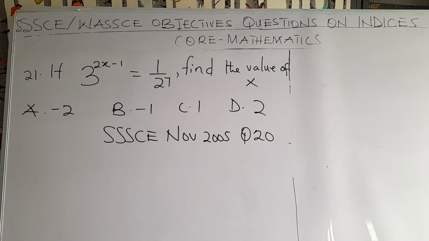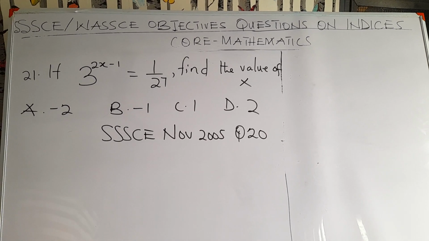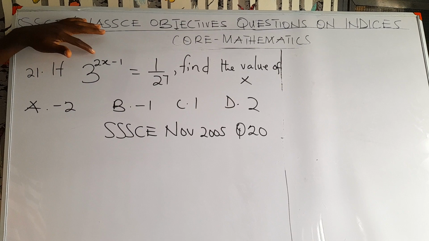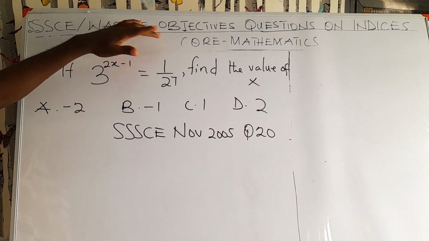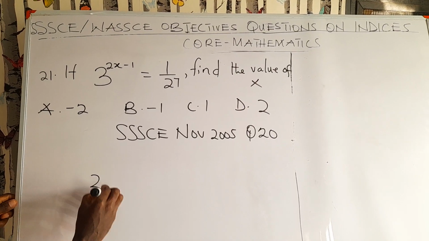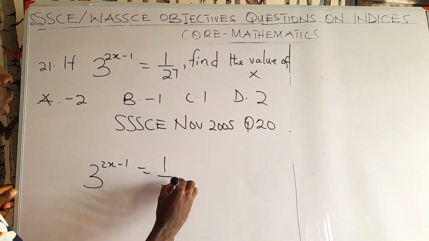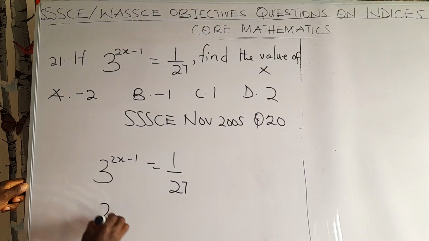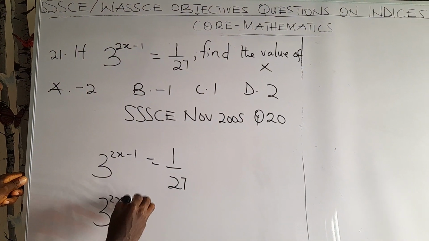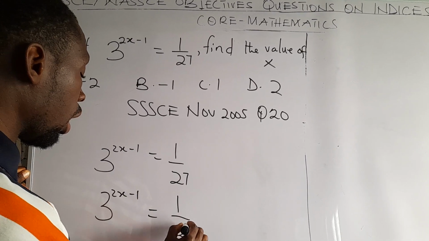So the next question, question number 21, which is November 2005, objective question number 20, is: if 3 exponent 2x minus 1 is equal to 1 over 27, we should find the value of x. So 3 exponent 2x minus 1 is equal to 1 over 27. We have to make the bases the same. 1 over 27 is 3 exponent 3.